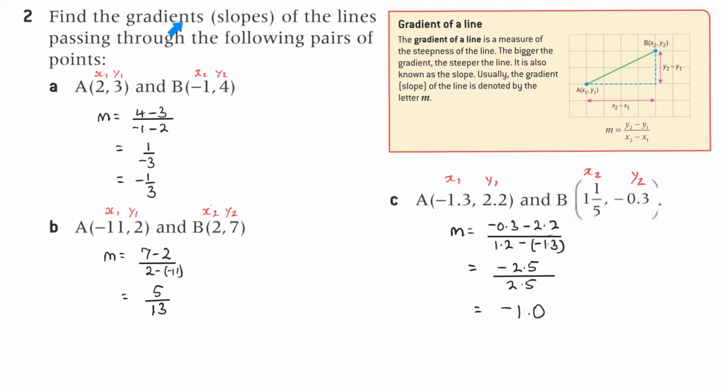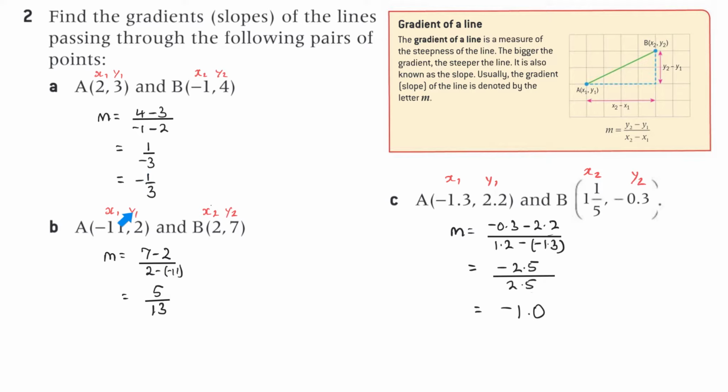Number 2, find the gradient slopes of the lines passing through the following pairs of points. A, okay, these 2 points right along the top, (x1, y1) and (x2, y2). That's going to help us with this formula here. The slope is the rise, which is y2 minus y1, divided by the run, which is x2 minus x1. In this case, we've got y2 minus y1, that's 4 minus 3, divided by x2 minus x1, 1 minus 2. And that becomes 1 over -3, which is -1/3.